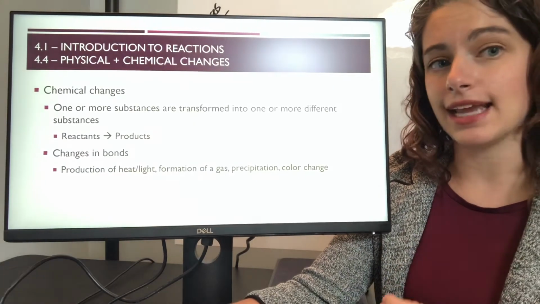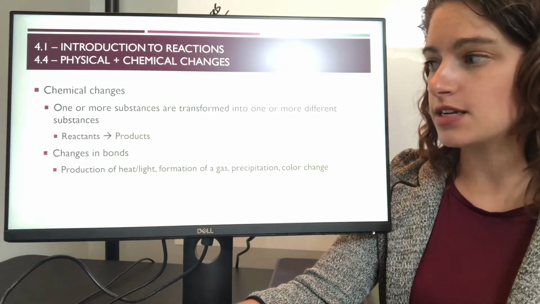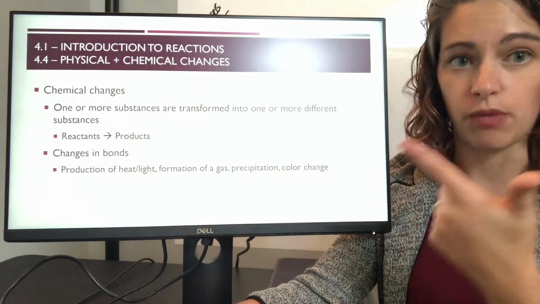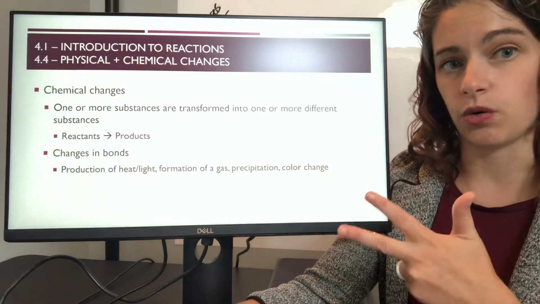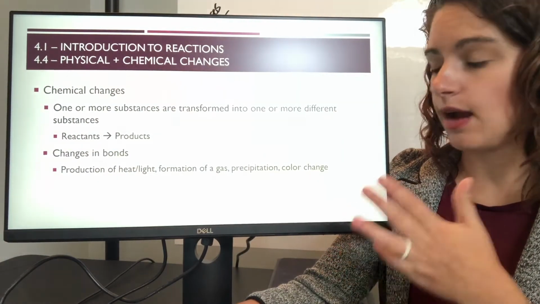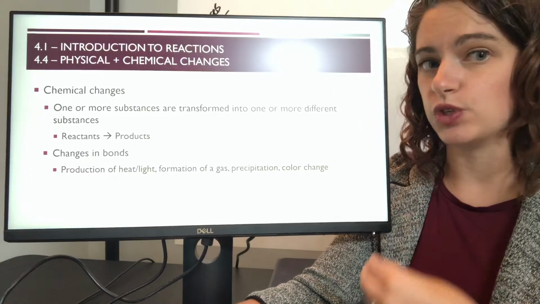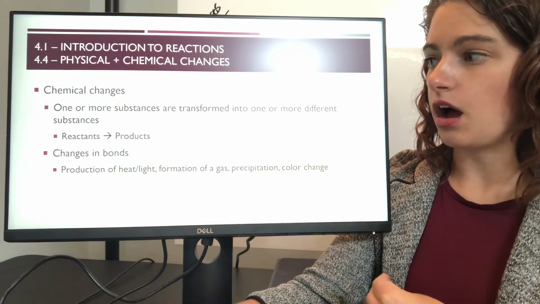Okay, so common indications that a chemical change has happened are the production of heat or light, formation of a gas, so bubbles, a precipitate or a new solid being formed, or a color change. So all of those things indicate that some sort of new substance has been made.